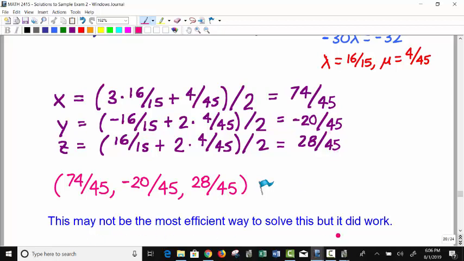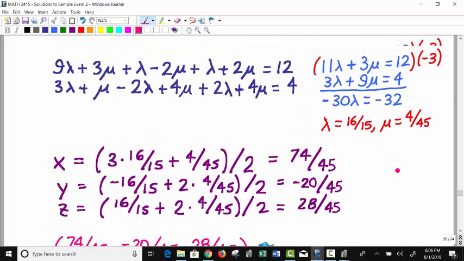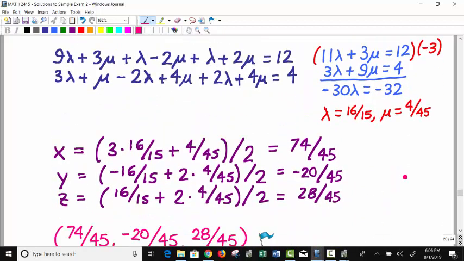I mentioned there may not be an easier way. Well, I don't think there's much by hand. I say there may not be, but I don't think there's an easier way to do it manually.